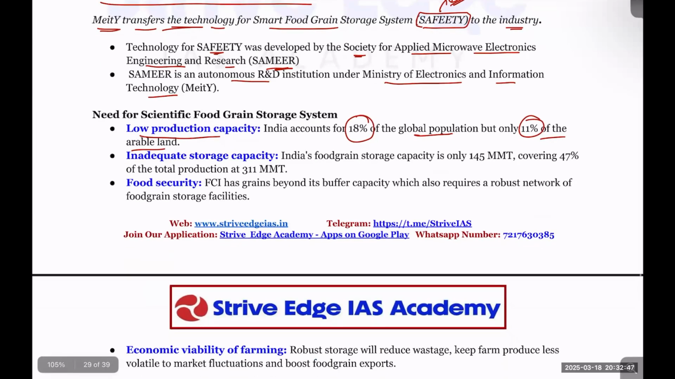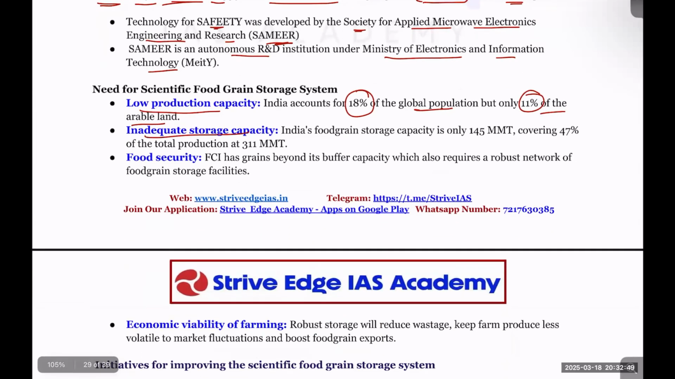Now, inadequate storage capacity. Capacity is very low of the storage of food grains. Okay. Now, food security. FCI has grains beyond its buffer capacity, which also requires a robust network of food grain storage facilities. So, in effect, food grain storage needs to be increased.